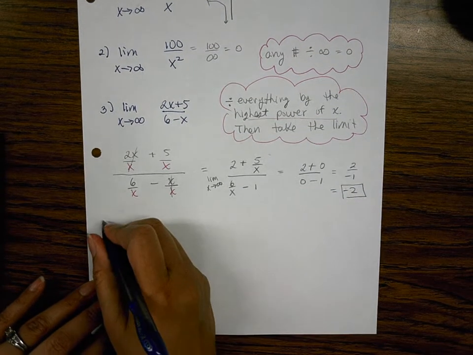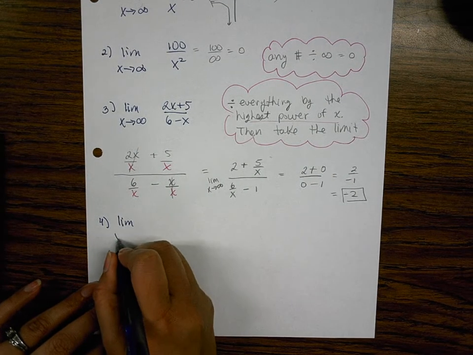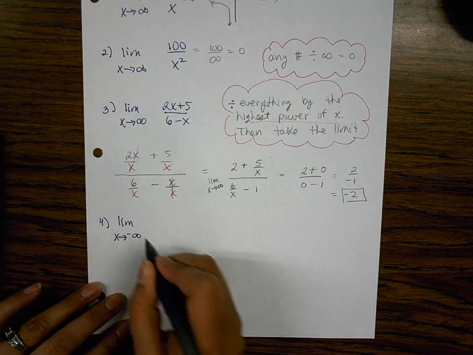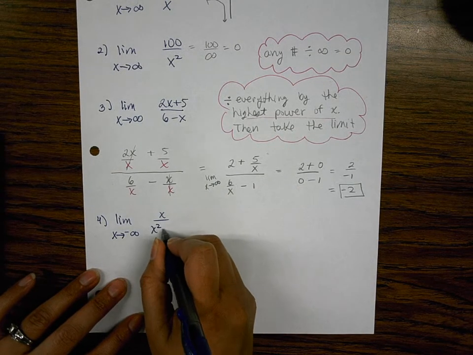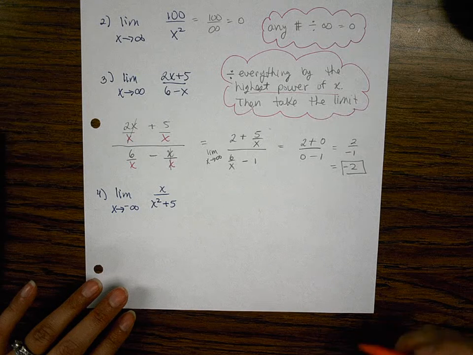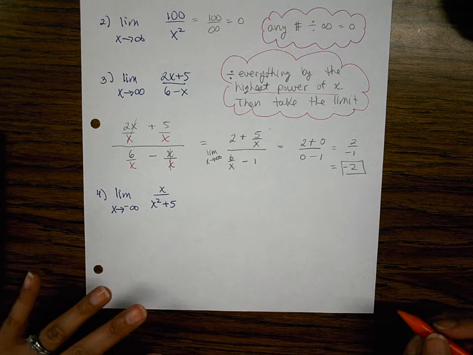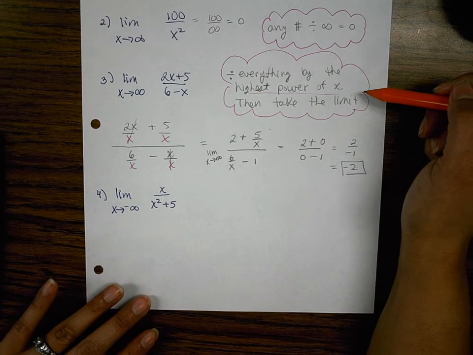Okay, let's try another one. Number 4, the limit as x approaches negative infinity of the function x over x squared plus 5. Okay, so this one we're going to do the same way we did here. We divide everything by the highest power of x.